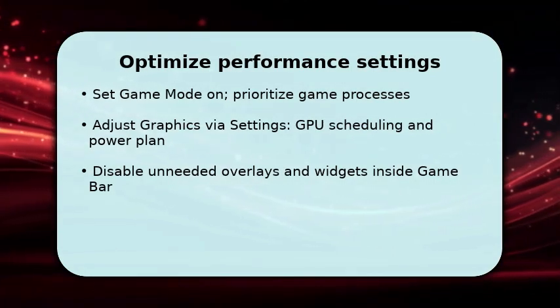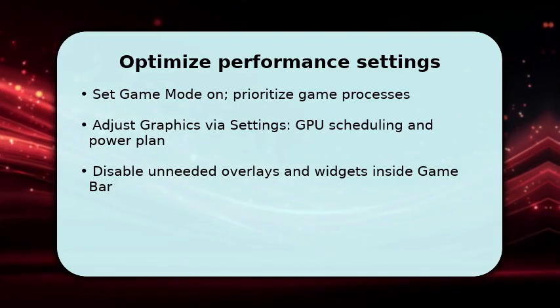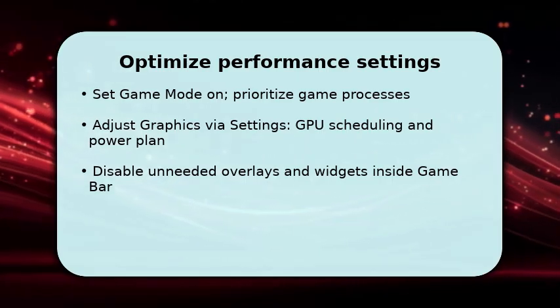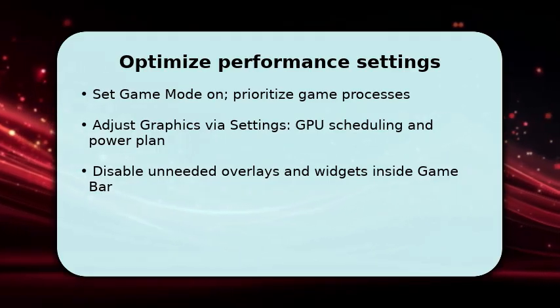First, enable game mode and set high-performance power plan so the system prioritizes your gaming workload. Then, open graphics settings and enable hardware-accelerated GPU scheduling if available. This lowers frame timing variance.